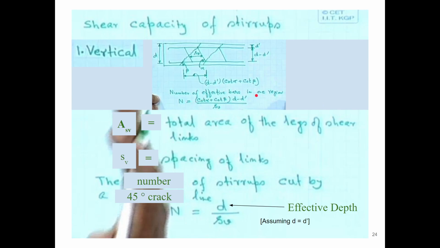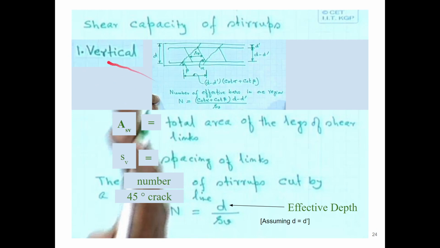And if you divide that by the spacing, you will get the number of stirrups which are acting. Just dividing by the spacing of stirrups, you will get the n value, which is the number of effective stirrup bars in any region. Okay, so that is how it is calculated. This is just a representative diagram.